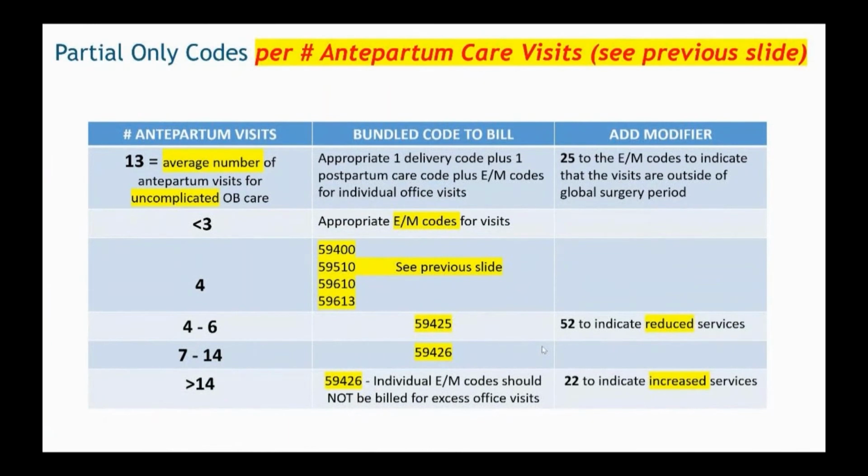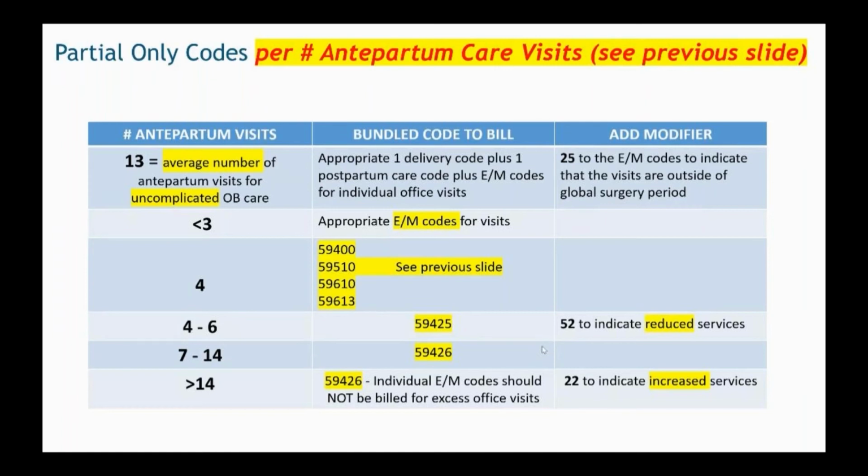Okay, when else do you bill partial codes? When the number of antepartum care visits is different than 13. Look at this table here. The very first column, the number of antepartum visits: 13 is the average number in uncomplicated OB care. And that's typical in your global code for antepartum care, intrapartum, and postpartum. 13 is roughly the average number.